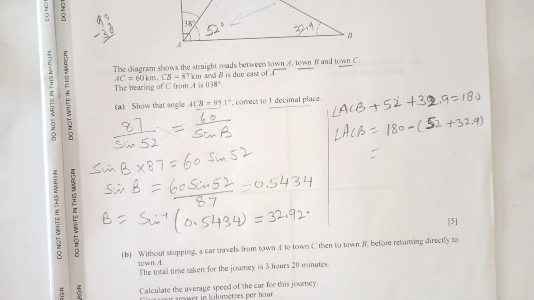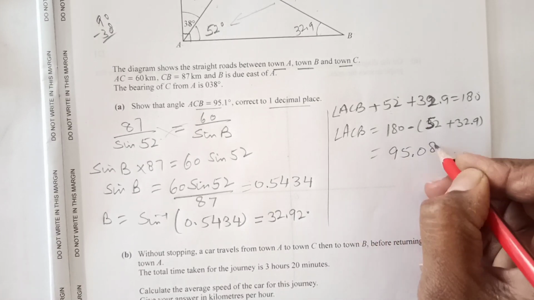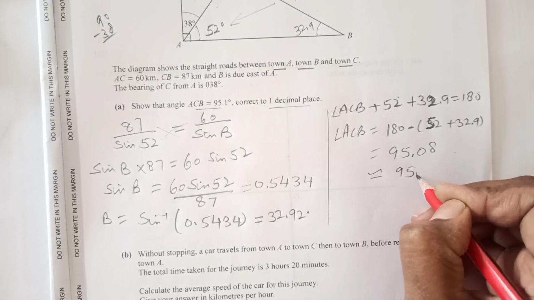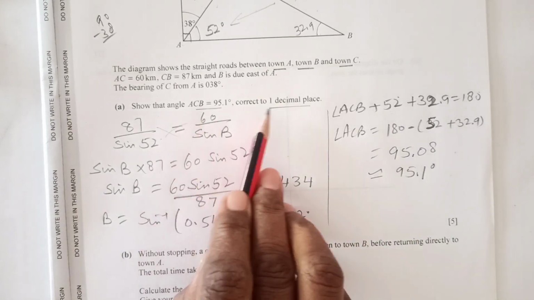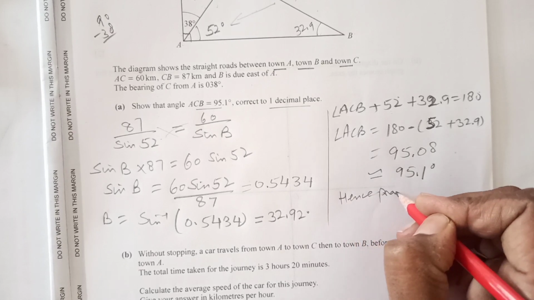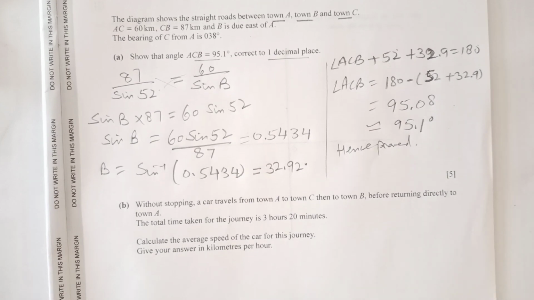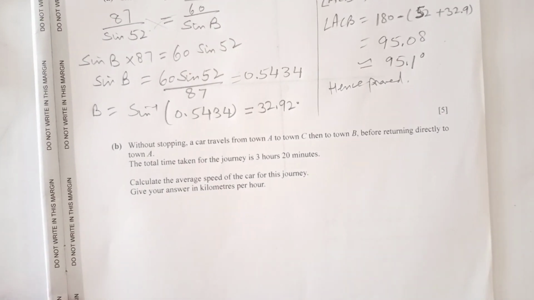So if I calculate, this comes out to be 95.08. So approximately 95.1 degrees. So that's what we need to prove. So you can write down hence proved. That's what we need to prove, right? So you see, this question is of 5 marks, so you need to be very careful doing all the working.